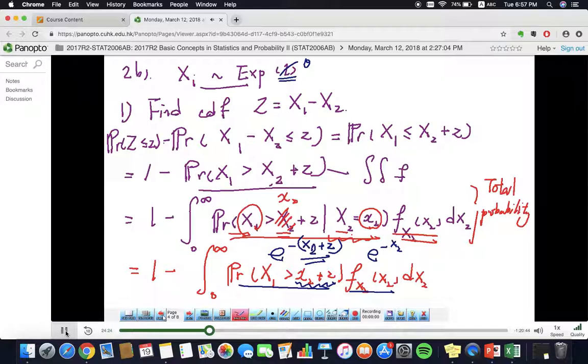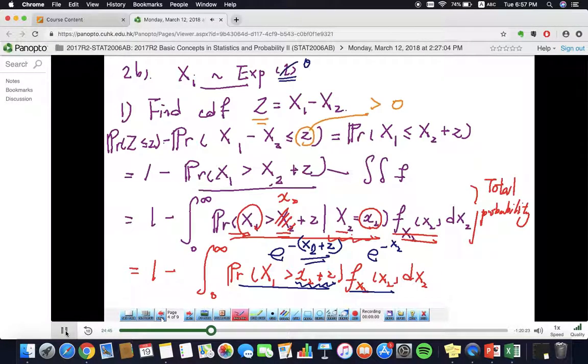But bear in mind what I enforce here is that z is bigger than 0. I talk about this small letter z, z bigger than 0. And actually we have the other half. By symmetry, we actually see the distribution. You can see the density function looks a little bit strange here.